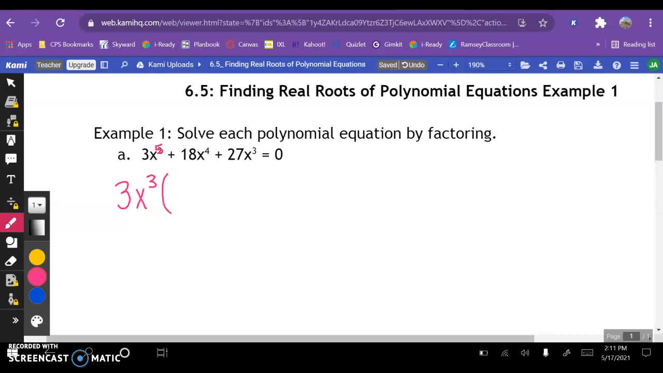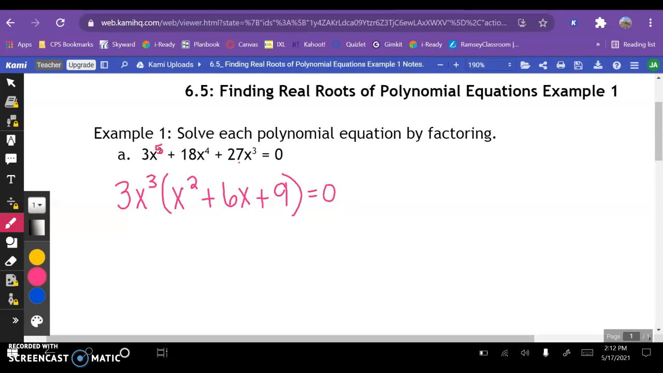So the first term, 3 divided by 3 is 1, and x to the 5th, taking 3 away would leave me with x to the 2nd. And then 18 divided by 3 would be 6, and x to the 4th, taking the 3 out would just leave me with 1x. And then 27 divided by 3 is 9, and we took the x to the 3rd out. So that is our factored version here.